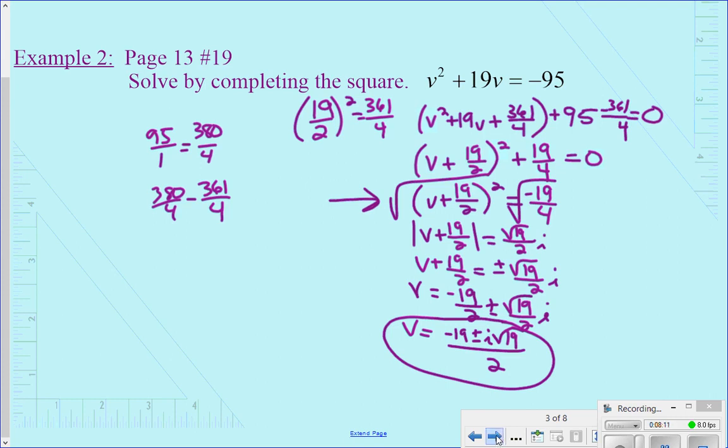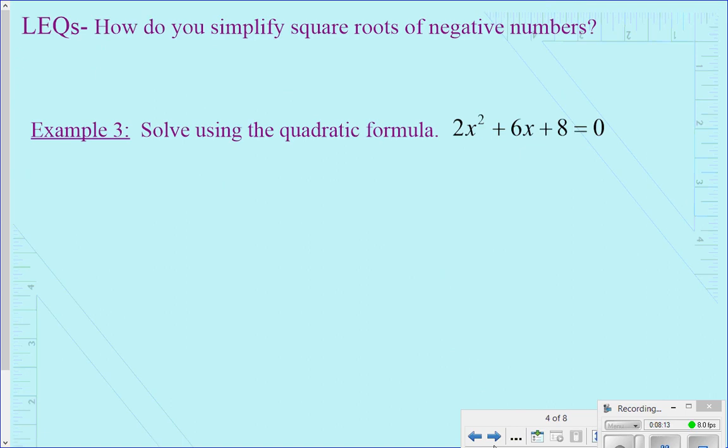Okay, next. So this one we're going to solve using the quadratic formula. I am going to use the quadratic formula, but I'm noticing there's a GCF, so there's no reason I can't factor out the GCF first. That way I'm dealing with smaller numbers when I solve using the quadratic formula. So might as well. So I factored out the 2.